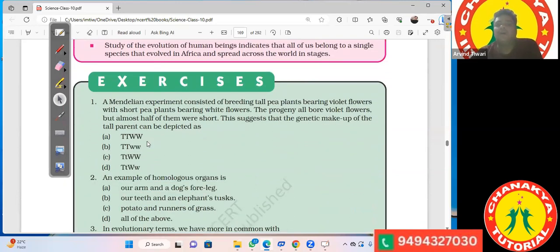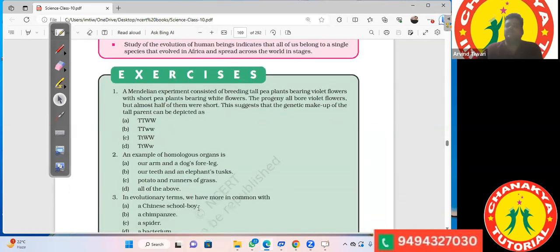Let's see this first question. A Mendelian experiment consisted of breeding tall pea plants bearing violet flowers with short pea plants bearing white flowers. The progeny all bore violet flowers, but almost half of them were short. This suggests the genetic makeup of the tall parent can be depicted as. So what can be the genetic makeup of the tall parent?